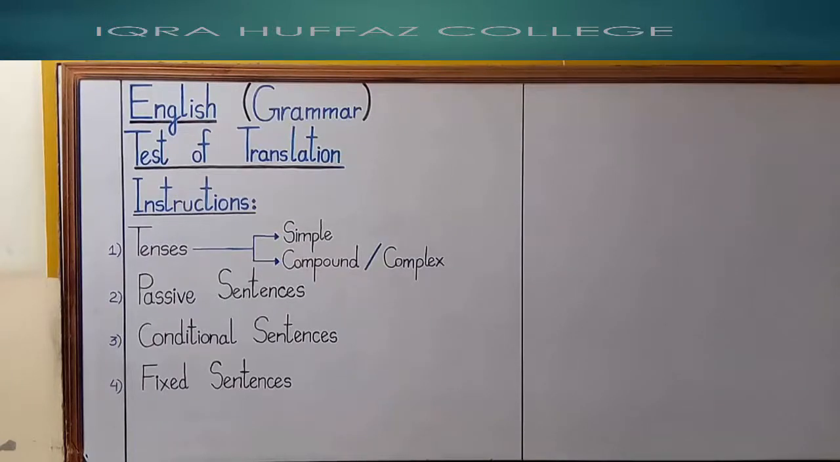Then we discussed the fixed sentences: a sentence which cannot be changed or is not normally changed and is used as it is is called a fixed sentence. In this video lecture, I will conduct test of translation part 1, and I will ask you all these 4 different types of sentences separately. But in test of translation part 2, I will ask you mixed sentences, and you have to first identify whether the sentence belongs to tenses or passive or conditional or fixed, and then accordingly translate it. So let's move on to the test of translation part 1.